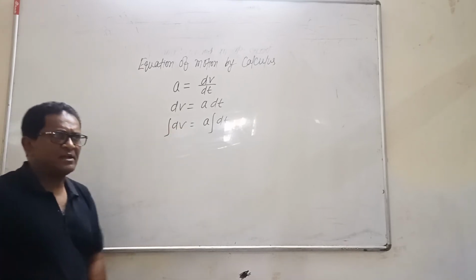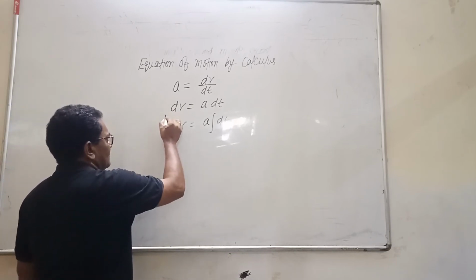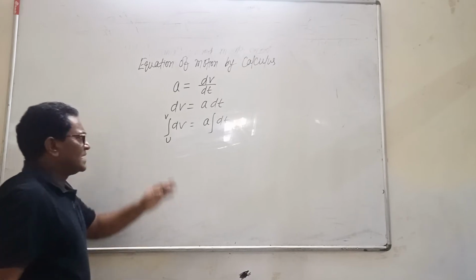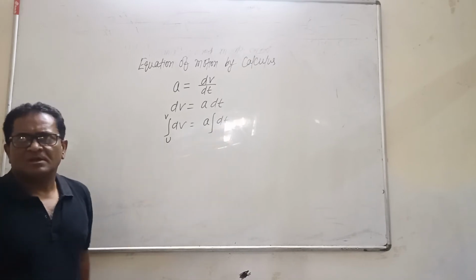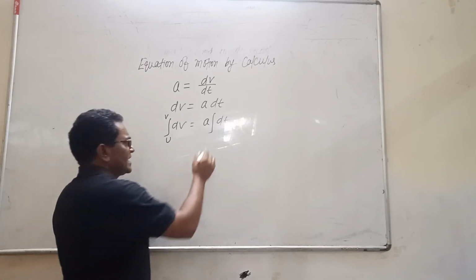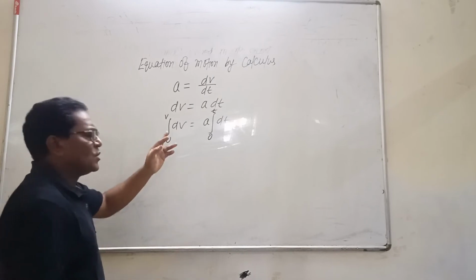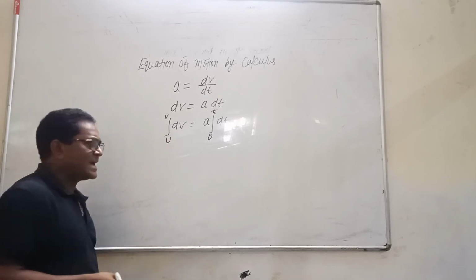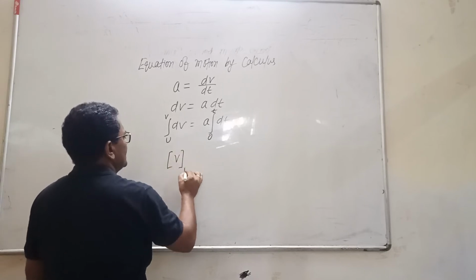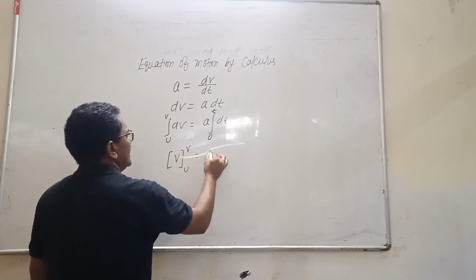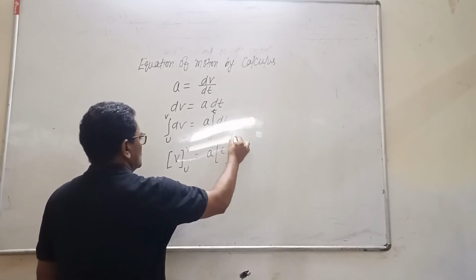So for velocity, the lower limit is given by u, initial velocity, and for upper limit given by v, final velocity, and dt, this is time. So the lower time will be 0 second and the maximum time will be given by t second. And we know integration of dx equals to x, so integration of dv will become v, limit u to v, a integration of dt is t, again limit 0 to t.